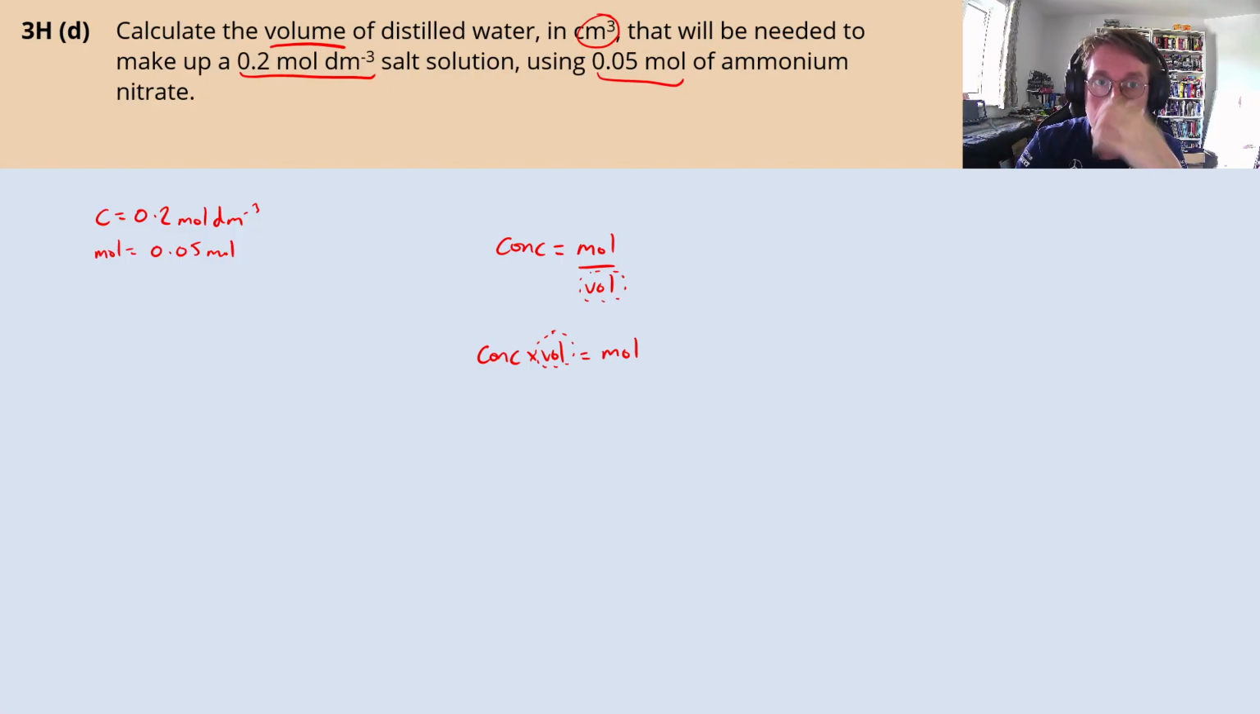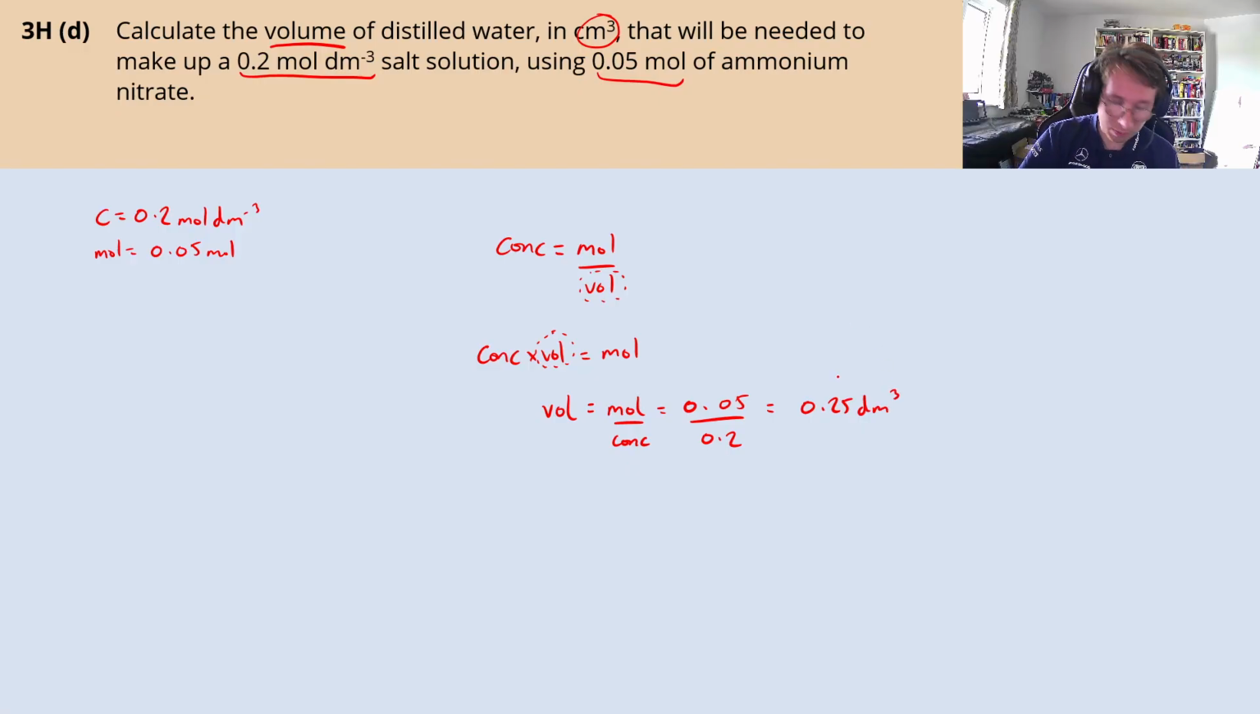Now we've got it above that line, so we can do some more manipulation to get it on its own. At the moment, it's being multiplied by concentration. We want concentration to go to the other side of the equation, and in order to do that, we can divide both sides by the concentration. So we end up with volume being equal to the moles divided by the concentration. So therefore, what do we need to do? Well, our number of moles we've already written was 0.05. Our concentration was 0.2.